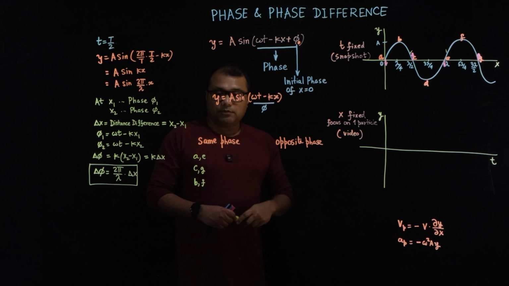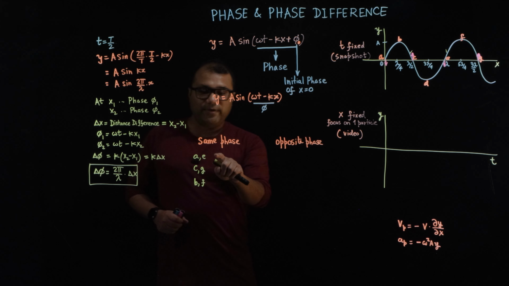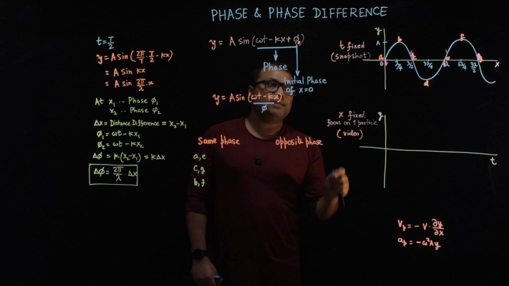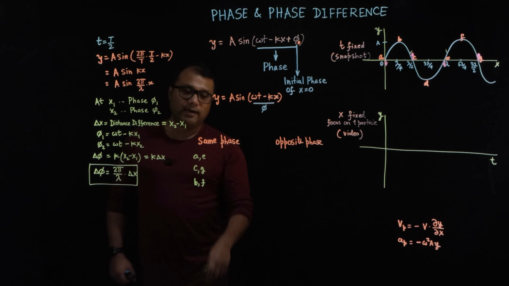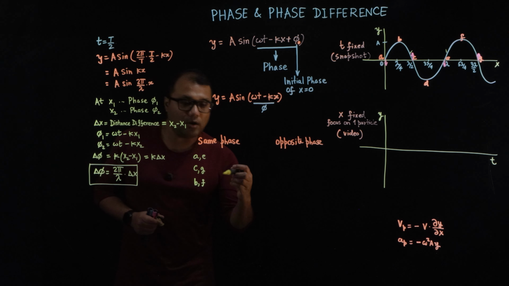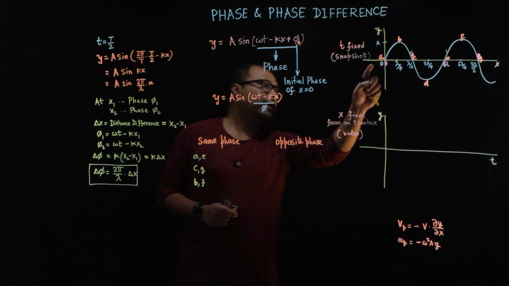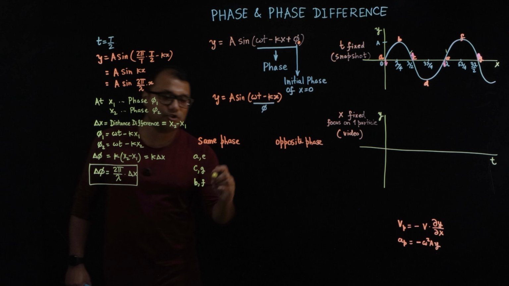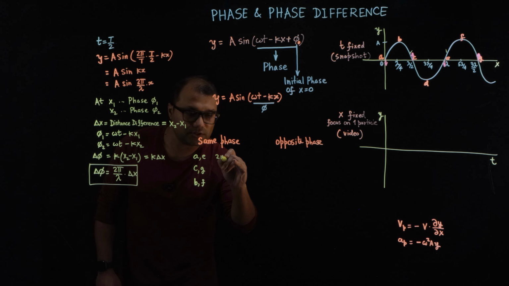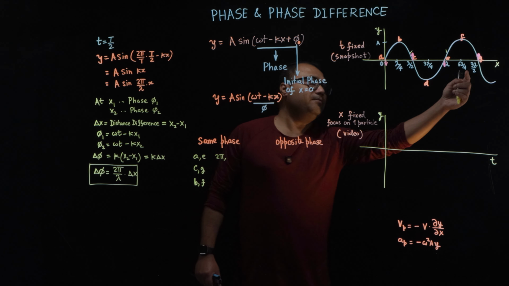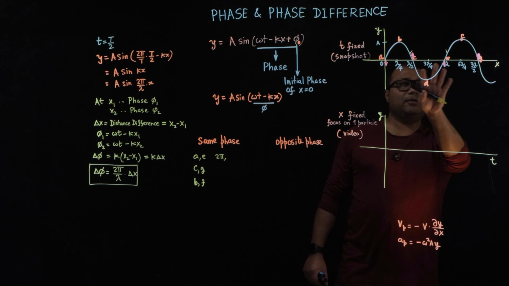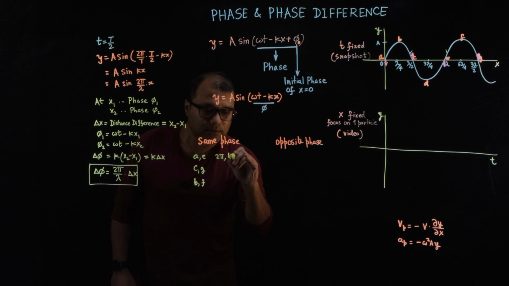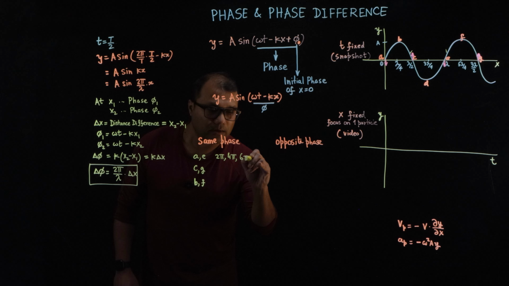Okay. So you will see that when two particles at a given snapshot are in same phase, these two occur, A and E, at lambda difference. So lambda means 2 pi. So phase difference is 2 pi. Next time that it will happen will be 2 lambda. So that will be 4 pi, 6 pi onwards.